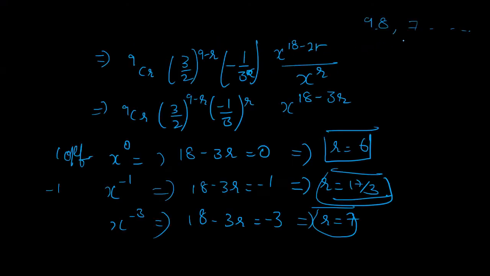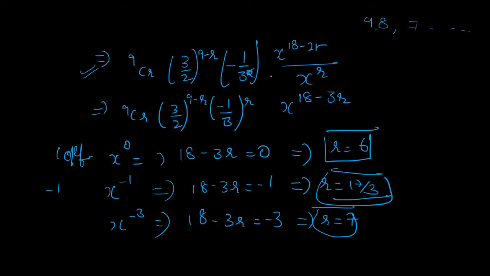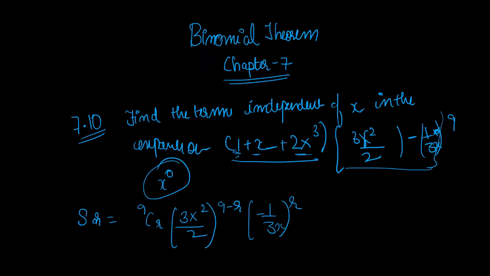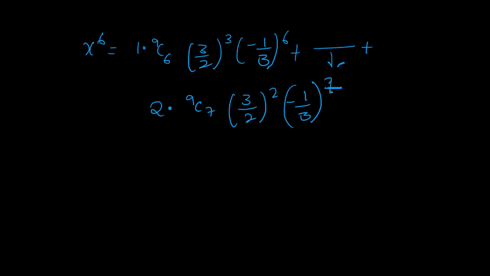Now for the last, you should put r as 7. Put r as 7 in this equation. So what you get is nC... you had 1 plus x. For x we are getting nothing, and for 2x cube you are getting one coefficient. So 2 will remain here into 9C7. We are putting r as 7 now, 3 to the power 2 as 2, and minus 1 to the power 3 upon 9 minus 2, that is 7. So what is the coefficient you are getting right now?